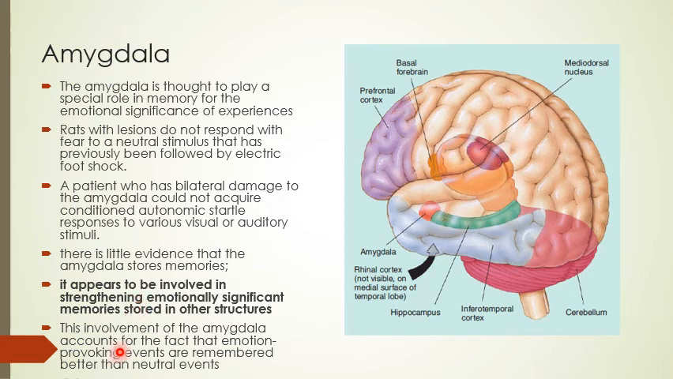Okay, so this involvement of the amygdala accounts for the fact that emotion-provoking events are remembered better than neutral events. Neutral events meaning nothing special, a typical day, right? Usually you can't remember what you did last week on a specific day, okay? But for emotionally provoking events, there's a good chance that you can still vividly remember them.